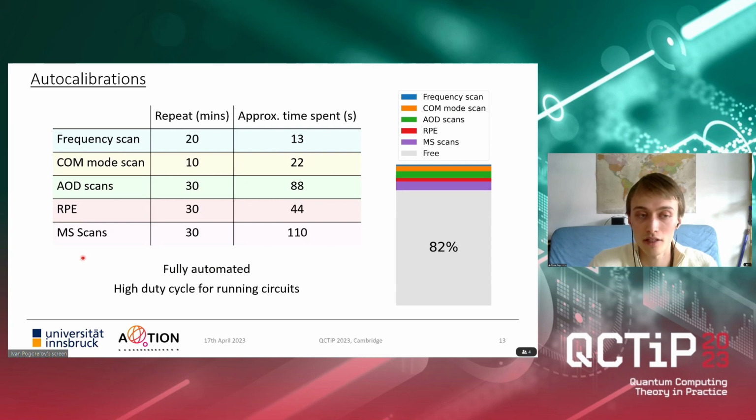And we also try to design the operations in such a way that when we increase the size of the chain, the time spent in auto-calibration does not grow significantly. For example, for 16 ions, we only spend 20% of time for calibrations, and 80% of time we can measure, run some circuits, and so on, which is quite a high duty cycle in my opinion.